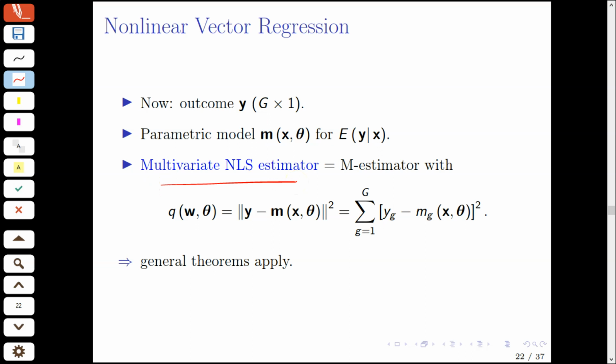Now, the multivariate nonlinear least squares estimator arises from using the M-estimation framework with q function equal to the sum of the squares of differences between the gth outcome and our model for its conditional mean. We may also write this in vector notation, which makes things a bit more compact. Now this sum of squares is simply the square of the norm of the difference between the vector y and our model for its conditional mean. Since the multivariate nonlinear least squares estimator is a special case of an M-estimator, we could think about invoking our earlier theorems in an attempt to establish consistency, asymptotic normality, as well as consistent estimation of the resulting asymptotic variance matrix.